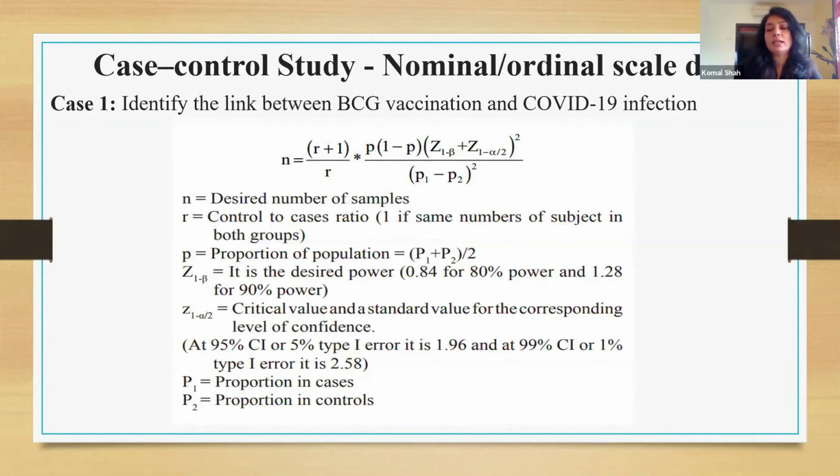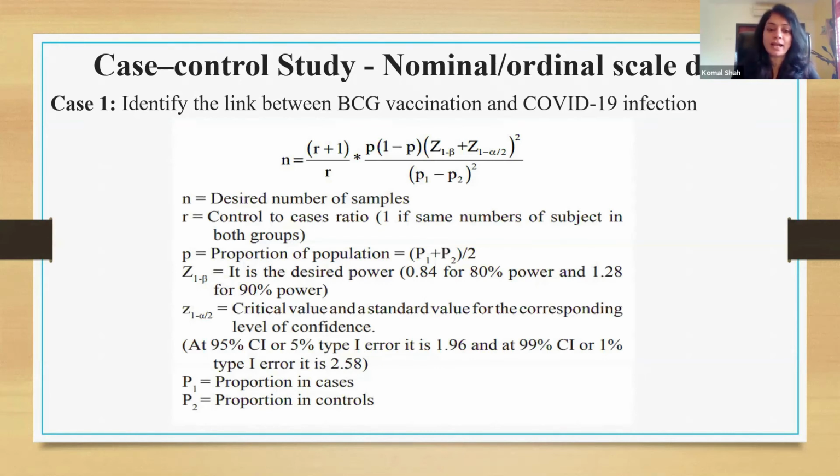P, we have seen earlier, is a proportion of the population. But as you have seen over here, I have two groups, so I'll be taking the average of both the groups. Then I have values of Z, two values of Z. Over here, the first value of Z is my desired power. As I've mentioned earlier, 80% power is generally accepted for any study, and the corresponding Z value for that power is 0.84.